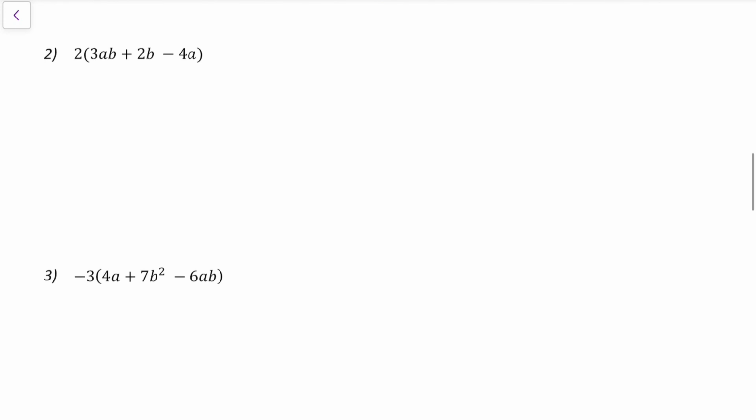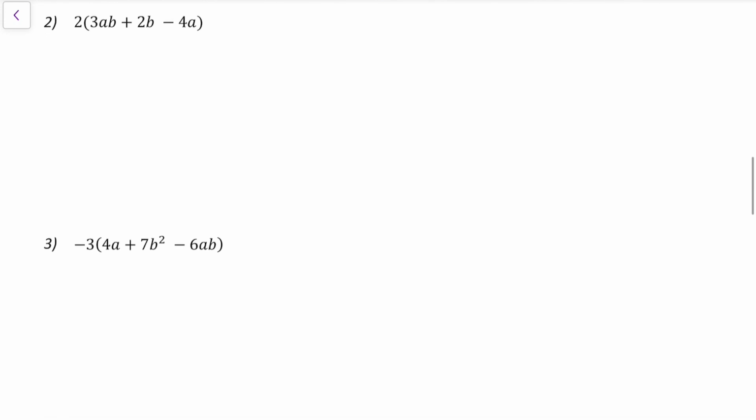Okay, so I want you to try these two, question 2 and question 3, remembering that the number outside of the brackets applies to everything inside of the brackets, and then be sure to combine if there's any that can be combined together. So pause the video and start it up again when you're ready.